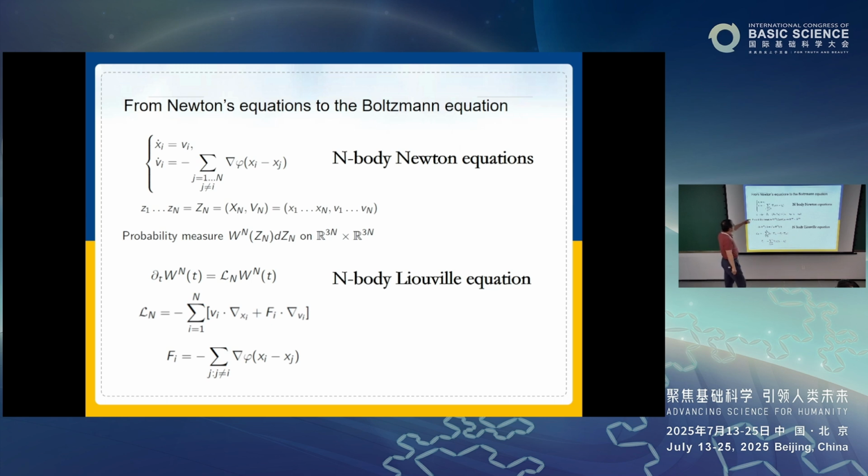So now I denote a big vector. I put all these positions and velocities into a big vector, Z, and I choose a probability measure W, which depends on Z, the vector of positions and velocities. And actually this probability measure solves the Liouville equation, where the Newton's equation is basically just the characteristic of the Liouville equation. So you got the Liouville equation. This is the convection term due to velocity, and this is the forcing term.